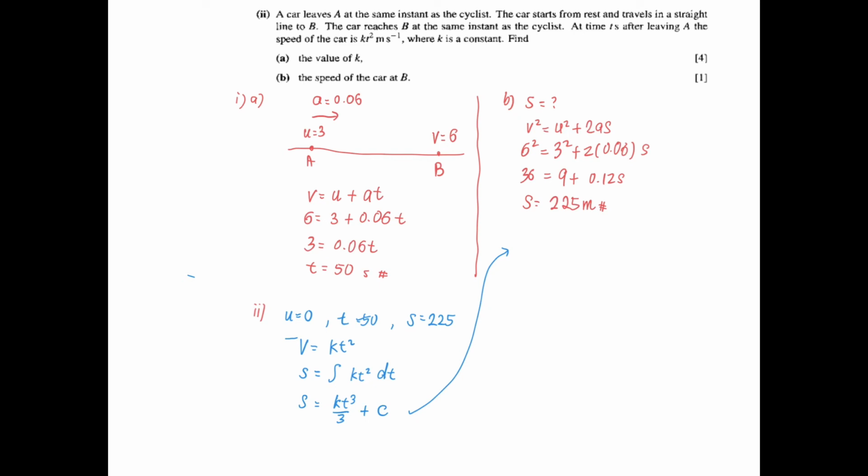So what we need to know is this sentence. You can see the cursor here. At time t seconds after leaving A. So that means we assume A as our origin. So the time starts counting after leaving A. Okay, so that means initially the car stays at point A.